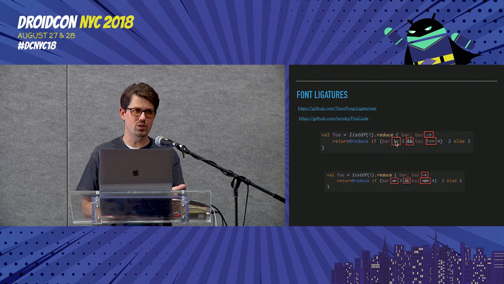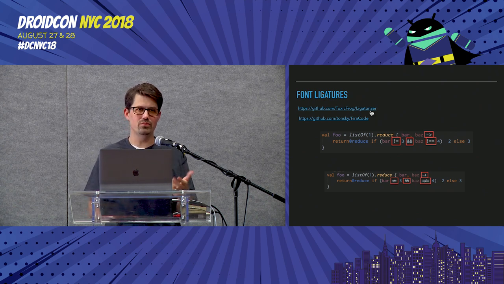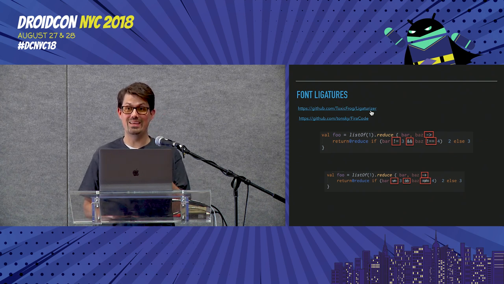Similarly, for not equals, which is exclamation point equals, you can get that replaced with an actual equal sign with a slash through it, which may make it easier to read. So to make this work, there's two things you need. You need a font that supports it, that has ligatures embedded in the font, and then you actually have to turn on the option.